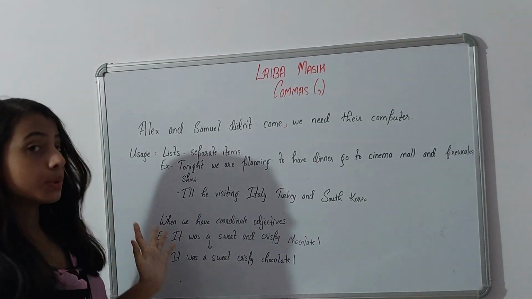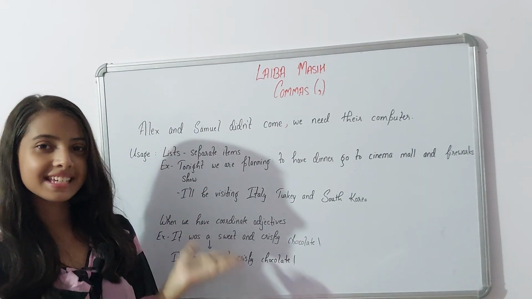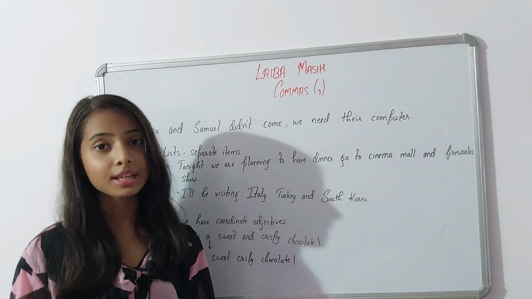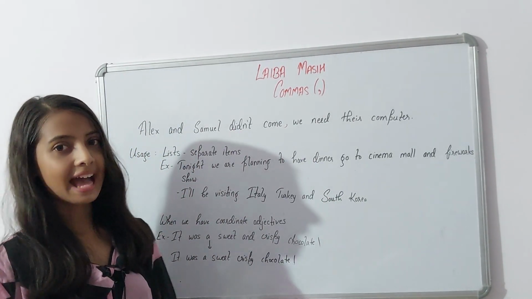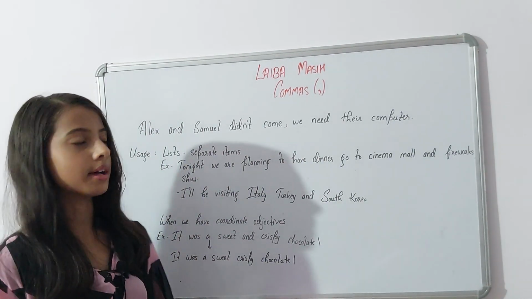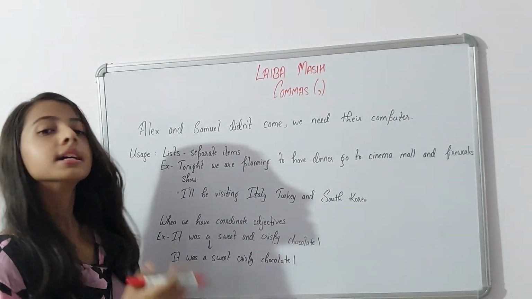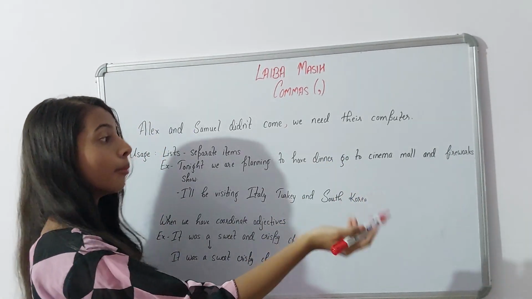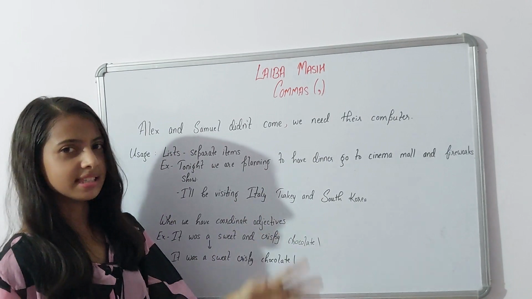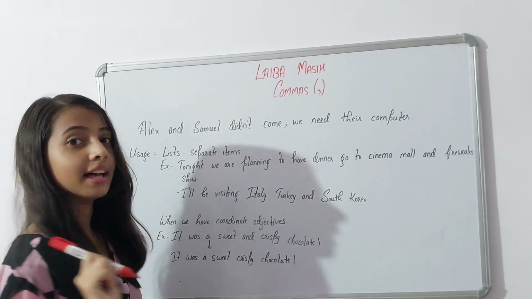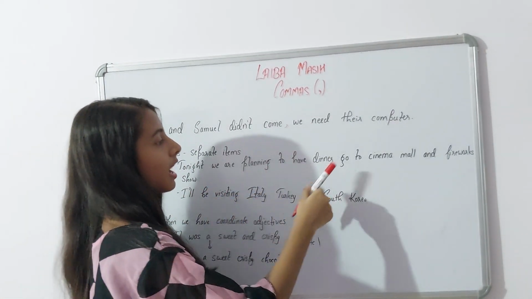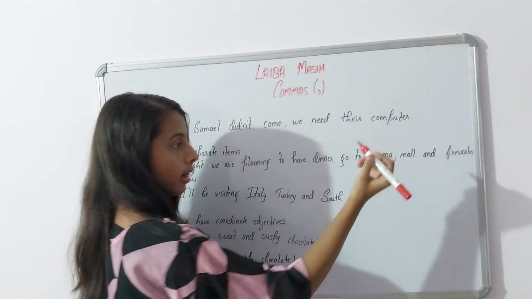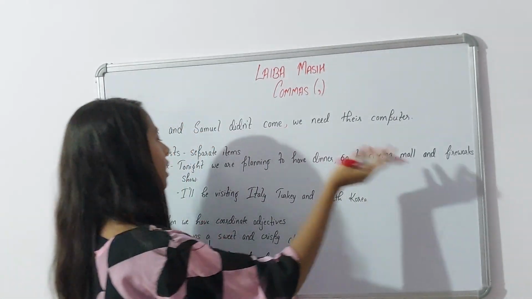Now, starting with the usage, first is lists. As it is the common one, we know in lists, we use commas to separate the items, instead of using and again. So the first example is, tonight we are planning to have dinner, go to cinema, mall and fireworks show. Is it making sense? No, right? Unless we add the commas. Tonight we are planning to have dinner, comma, go to cinema, comma, mall and fireworks show.